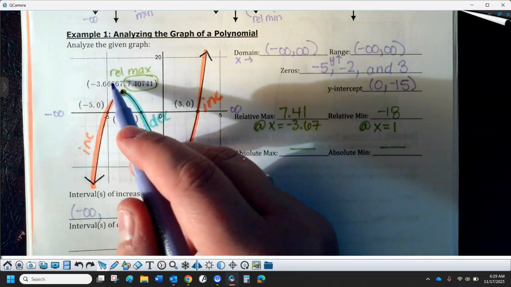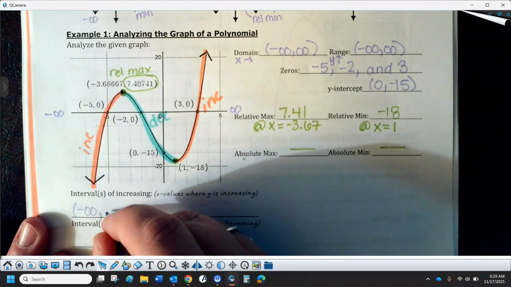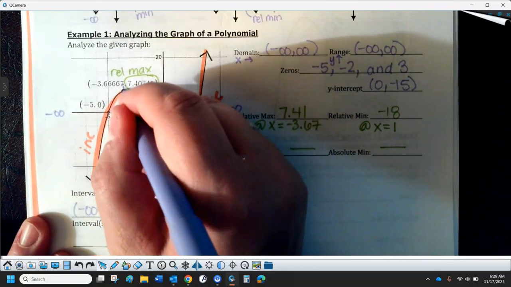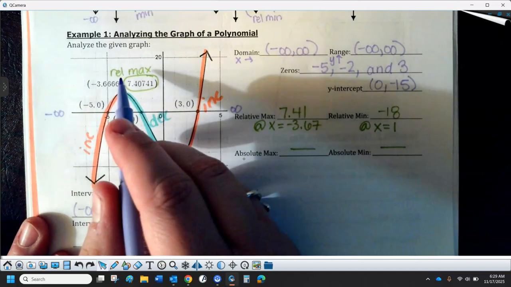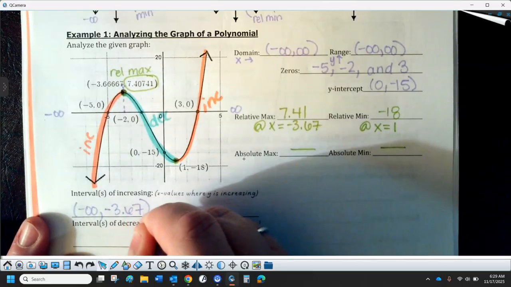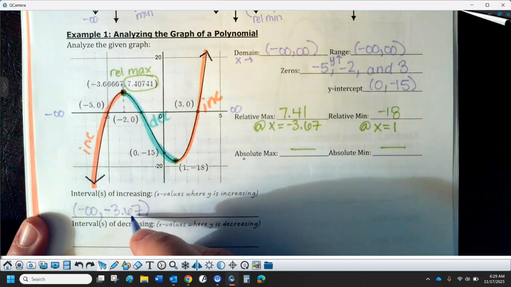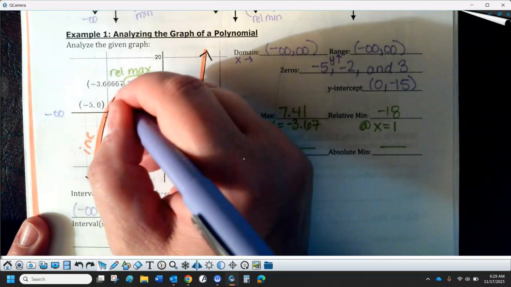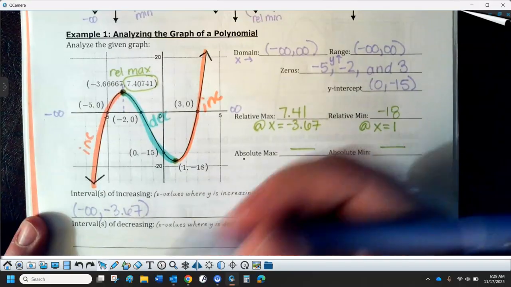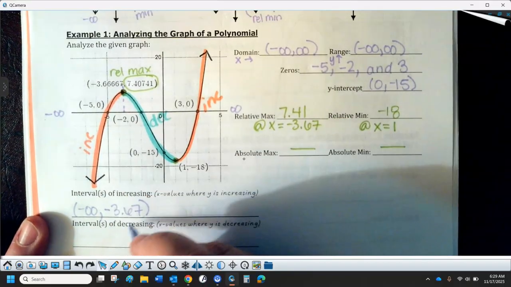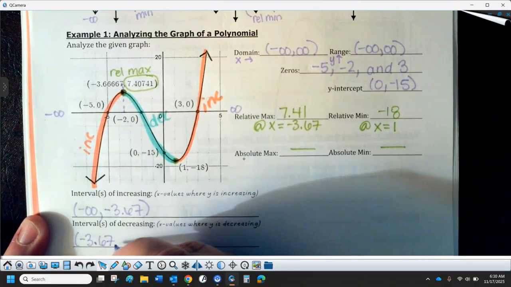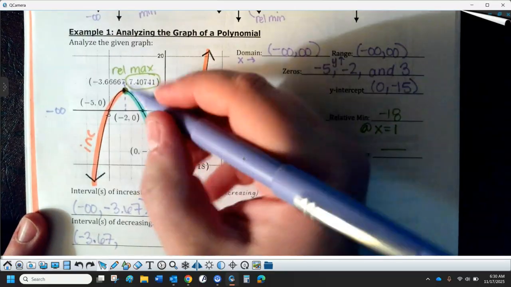Now, make sure you're grabbing the x coordinate. I'm just going to go nearest hundredth here. So from negative infinity until I get right here, that graph is increasing. So that's that negative 3.67. Okay, now I stop here, and again, it's parentheses because at that actual point you're not increasing or decreasing, you're turning, so it's kind of like it's flat or staying right there. So wherever I stop increasing, that same number, that 3.67, should start up where the graph starts to decrease.